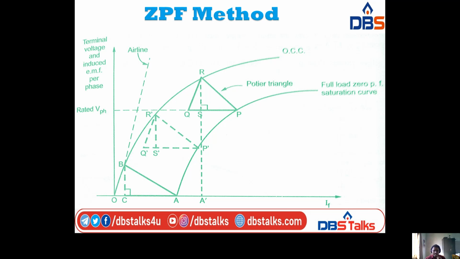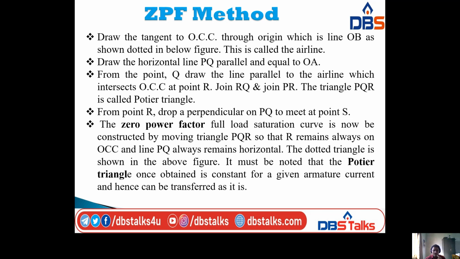So this is the diagram for the zero power factor full load saturation curve, constructed by moving triangle PQR, so that R remains always on OCC and PQ always remains horizontal. The dotted triangle is shown in the diagram, consisting of the points P dash, Q dash, R dash and S dash. Note that the Poisson triangle, once obtained, is constant for a given armature current and hence can be transferred as it is.